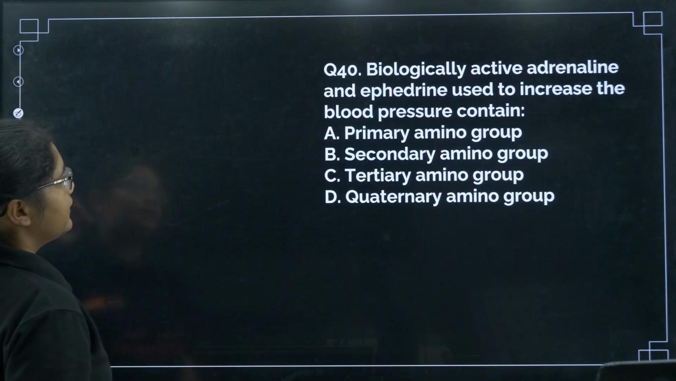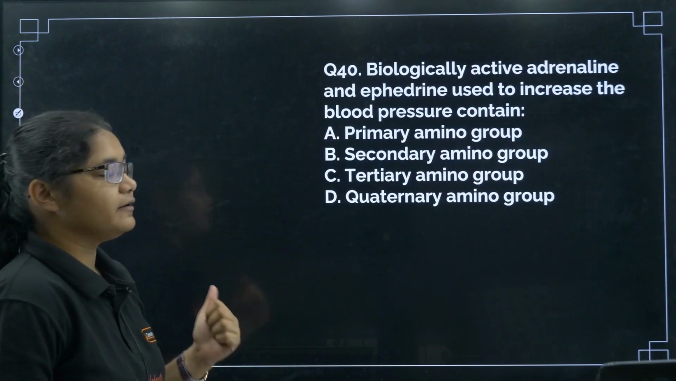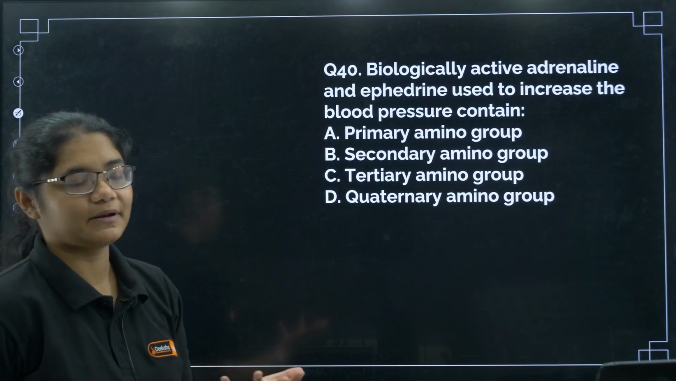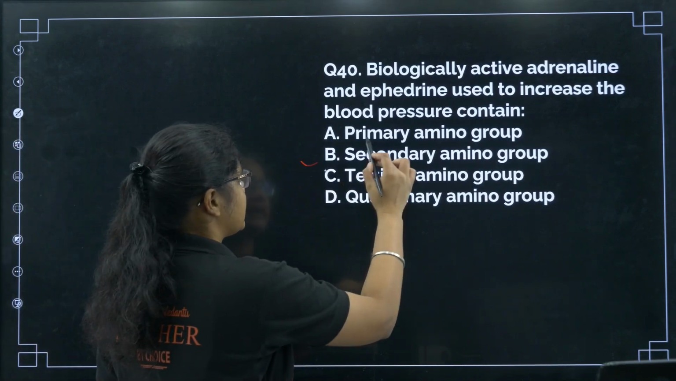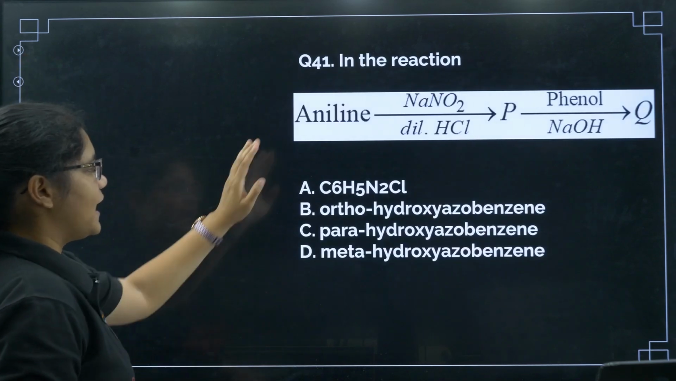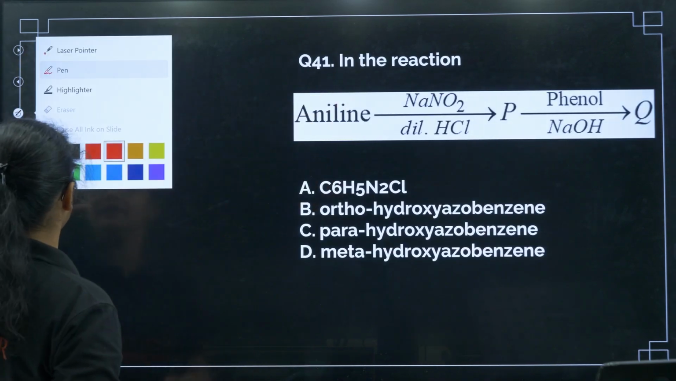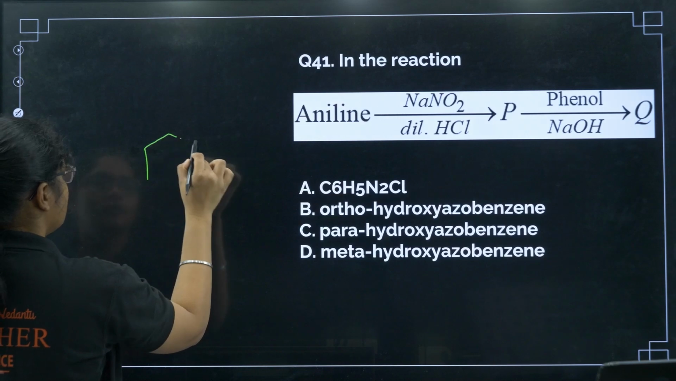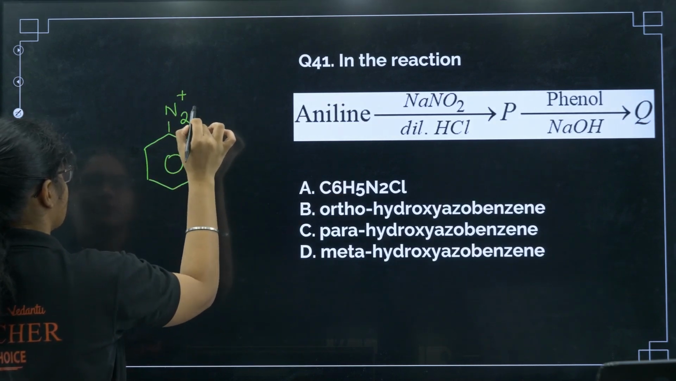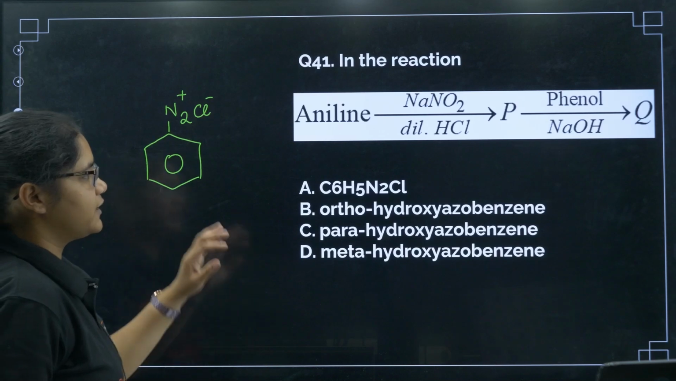Next, biologically active adrenaline and ephedrine, used to increase the blood pressure, contain... So they contain a secondary amino group, so option number B here. Next, aniline with NaNO2 and HCl. So that will give me what? N2+ and Cl-. Okay, so that is your P.